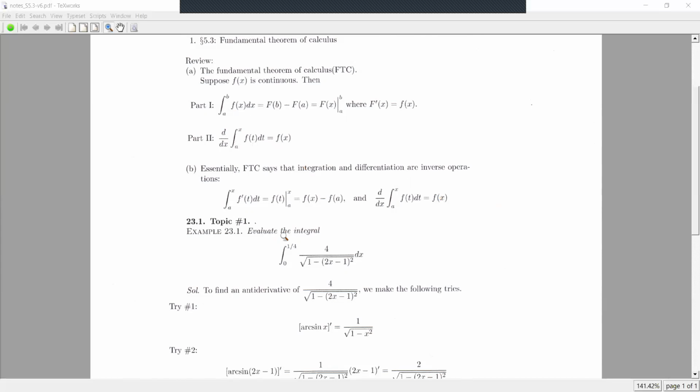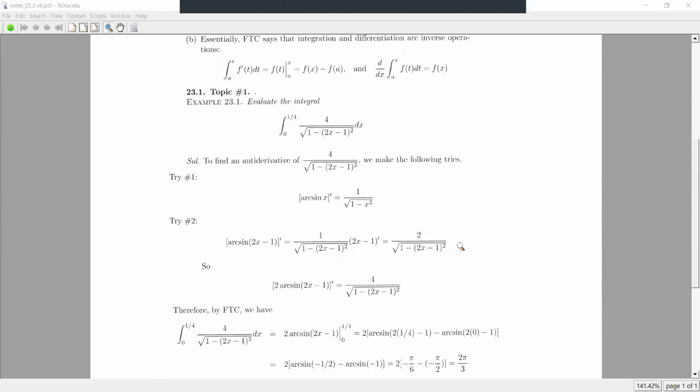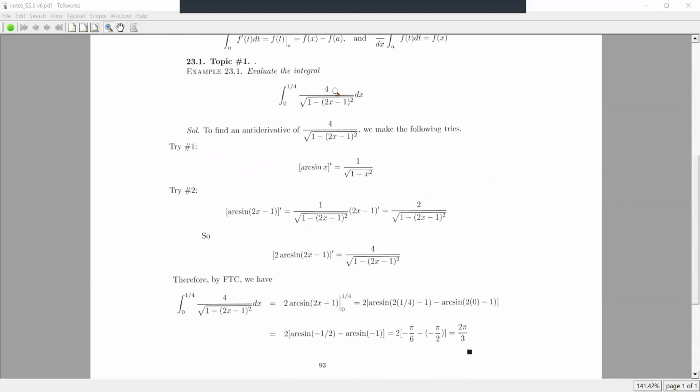Example 1, evaluate this integral. By part 1, to find this integral, we need to find one antiderivative of this function. This function looks complicated. Okay, now to find one antiderivative of this function, let me make some tries. This function looks like, in structure, 1 over the square root of 1 minus something squared.